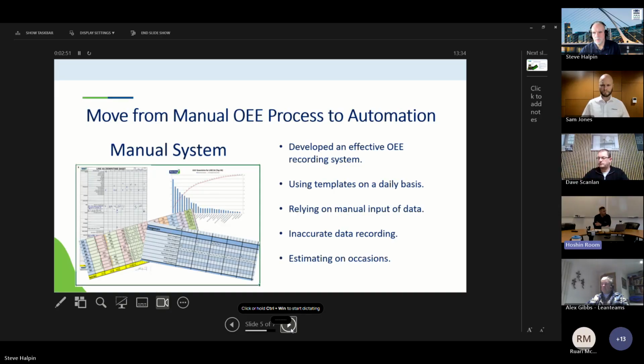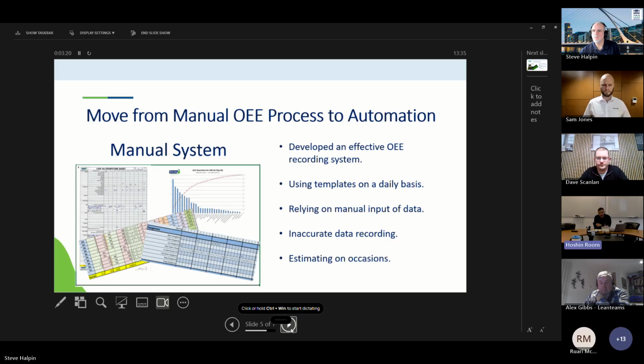an addition into the sheet. And sometimes they were guessing, they were inaccurate because they were multitasking at the time. So we had data, but sometimes it was inaccurate, and we were trying to focus on, as Dave said himself, the big hitters. And sometimes you were getting inaccurate information. So we were looking at how we could automate our OEE recording system.